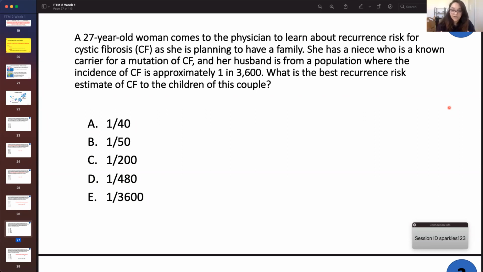Just because it says carrier, that's why we had to multiply it by an extra 1/2, because we don't know if it did come from that parent or the other parent. Thank you so much. I highly appreciate it.